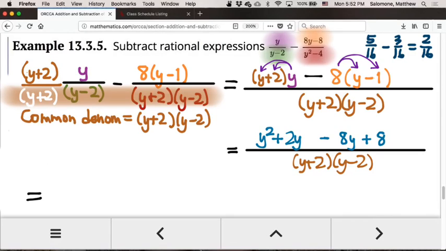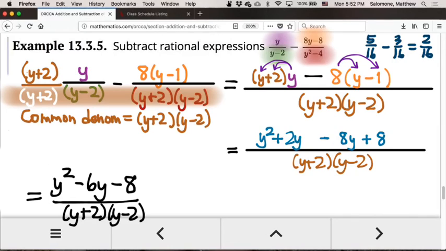So how many y's do I end up with there? I end up with minus 6y. And then, again, fixing my error as I go along, this is a plus 8 right here. And so now I've totally simplified what I have in my numerator. My denominator, I can still see what the factors are, but my numerator, I don't know offhand what the factors are. So now is the time for me to factor it.